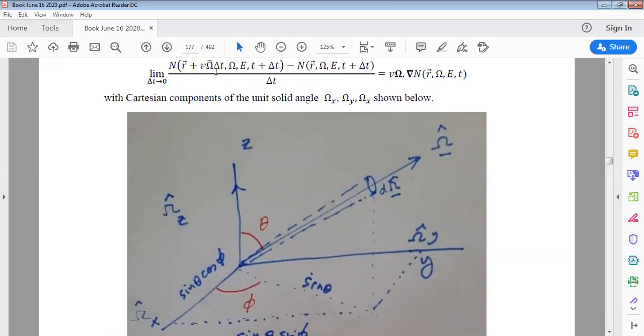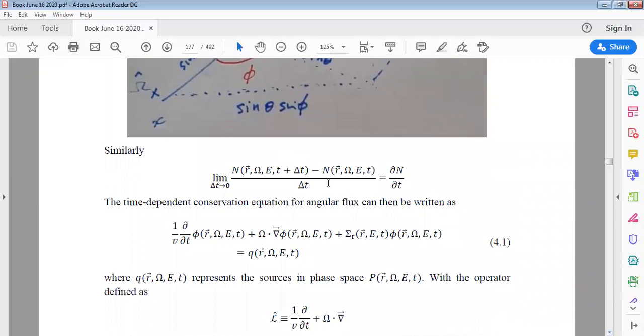And when you do that, then omega x d by dx plus omega y d by dy plus omega z d by dz come out. And you can see that the scalar product comes naturally out of the difference of these two terms. Now let's look at the other two terms that are relatively simpler because there's only a difference in t. And so this is the partial derivative with respect to time.